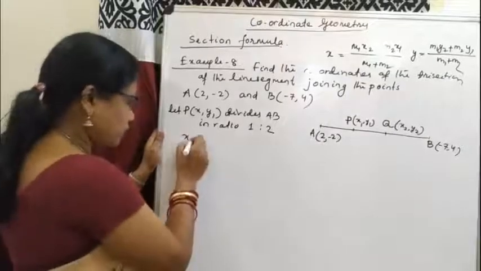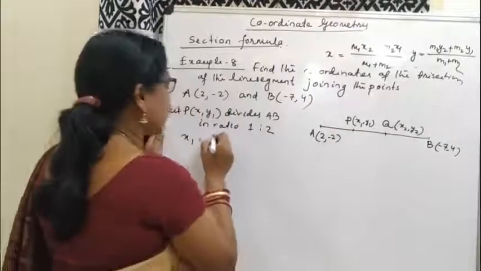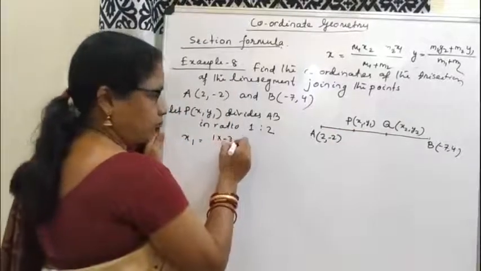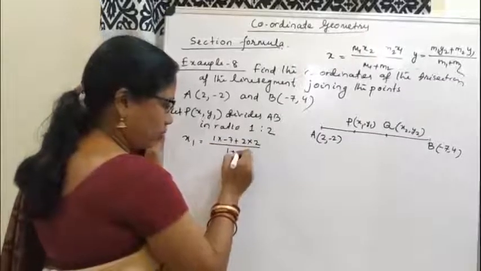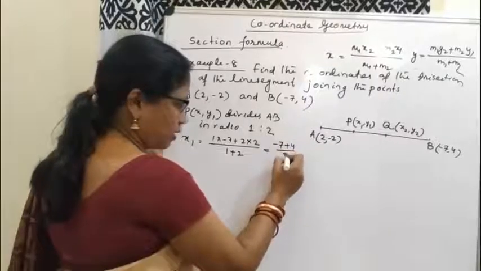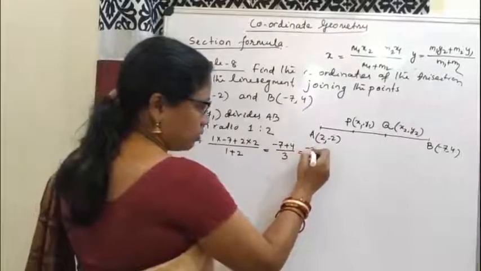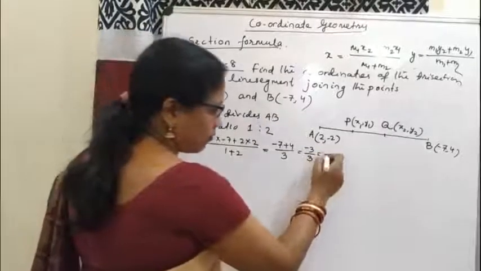So what is x1? x1 is equal to 1 into minus 7 plus 2 into 2 divided by 1 plus 2. So this is equal to minus 7 plus 4 by 3. So this is equal to minus 3 by 3, which is equal to minus 1.